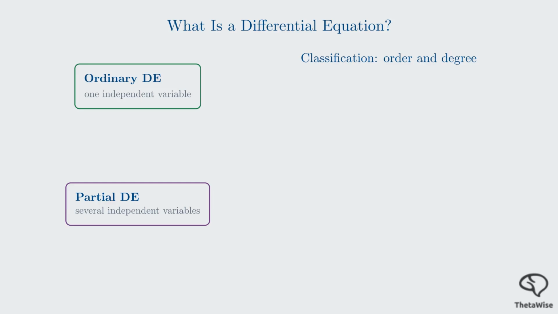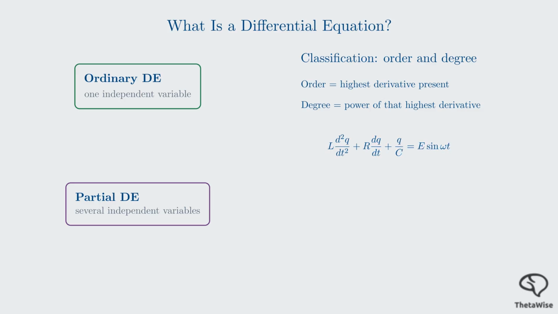We also classify an equation by order and degree. The order is the highest derivative present. The degree is the power of that highest derivative after the equation has been made polynomial in the derivatives. In the circuit equation, L d squared q by dt squared plus R dq by dt plus q divided by C equals E sine omega t. The order is 2 and the degree is 1. In the equation (1 plus (dy by dx) squared) all cubed equals (d squared y by dx squared) all squared, the order is 2 and the degree is 2. These labels tell us which solving tools may be appropriate.